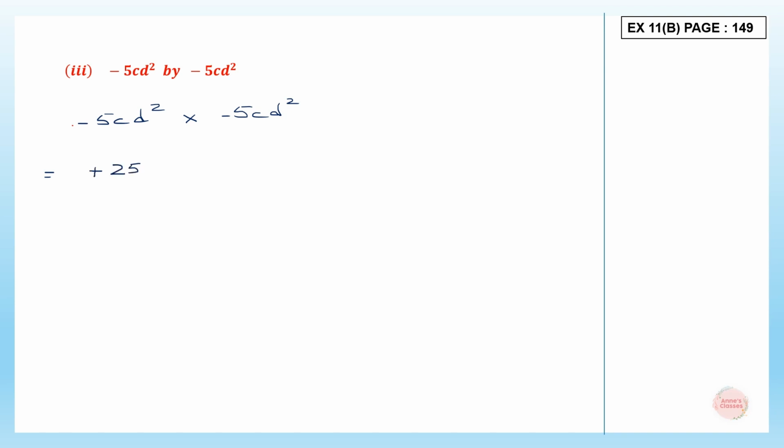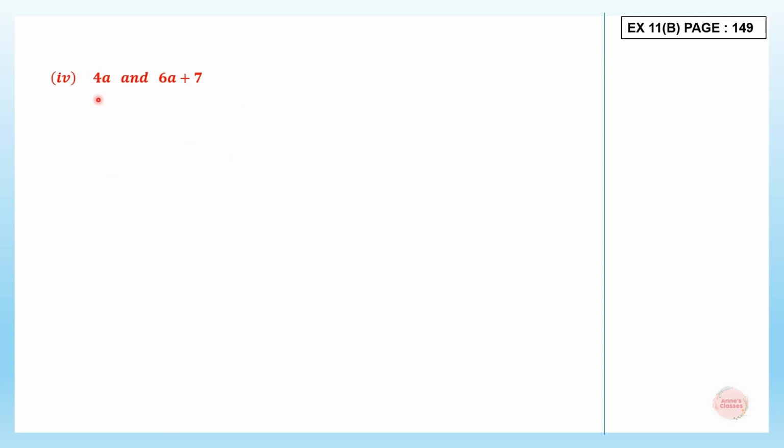Then let's take c. So here we have c, that is only to the power of 1. Here there's only 1 and here also there's only 1. So 1 plus 1 will make it c to the power of 2. Then here let's take d. We have d to the power of 2 and d to the power of 2. So d to the power of 2 plus 2 will make it d to the power of 4. So what's our final answer? 25c square d to the power of 4.